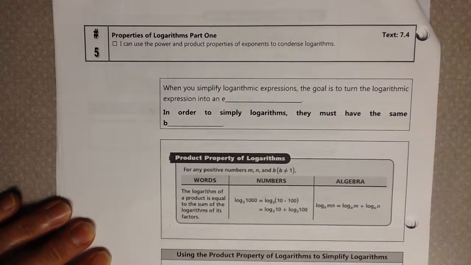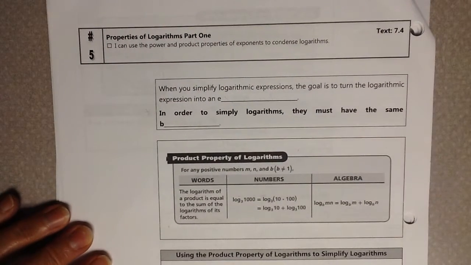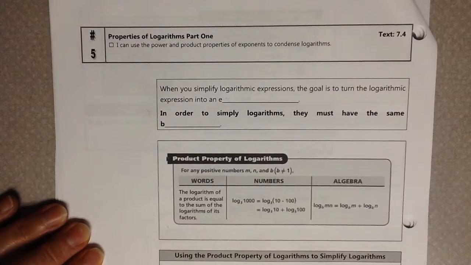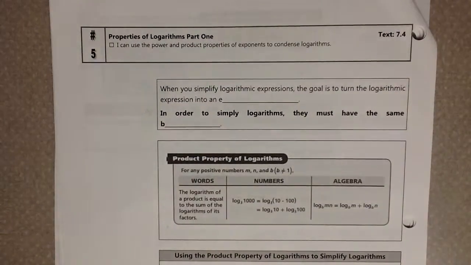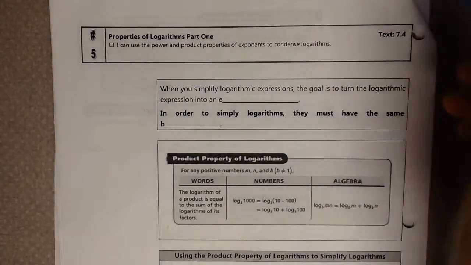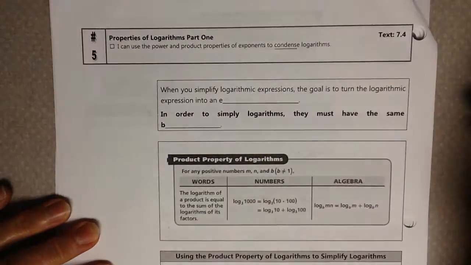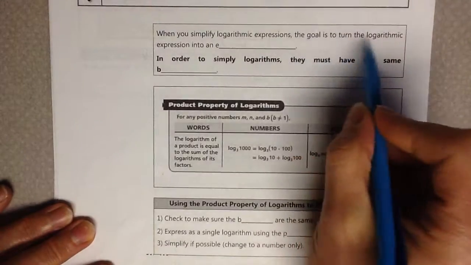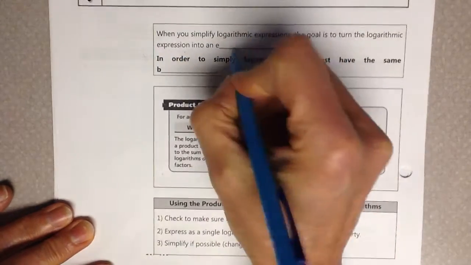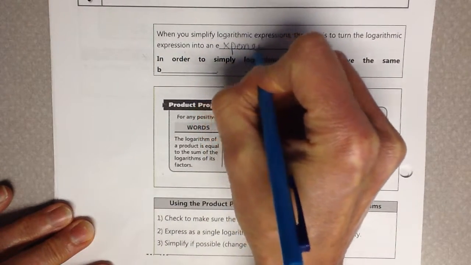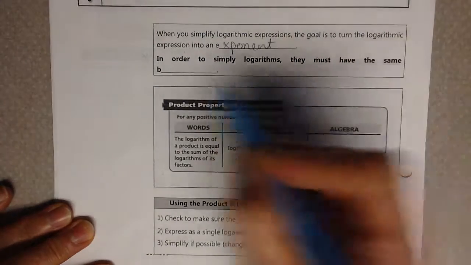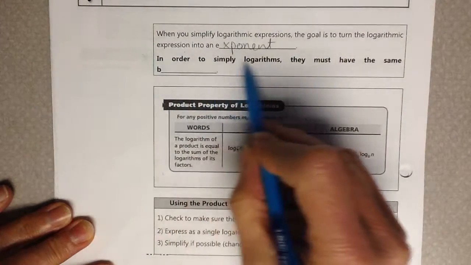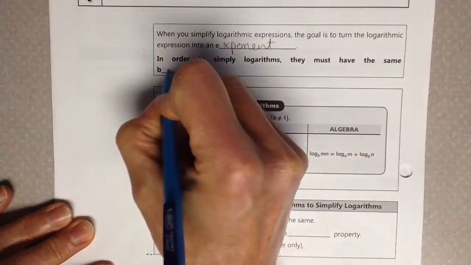In section 7.4, you're going to be rewriting logarithmic expressions, and today I want you to be able to use the power and product properties of exponents to condense logarithms. So when you simplify logarithmic expressions, the goal is to turn the logarithmic expression into an exponent. Logarithms are exponents. So in order to simplify logarithms, they must have the same base.